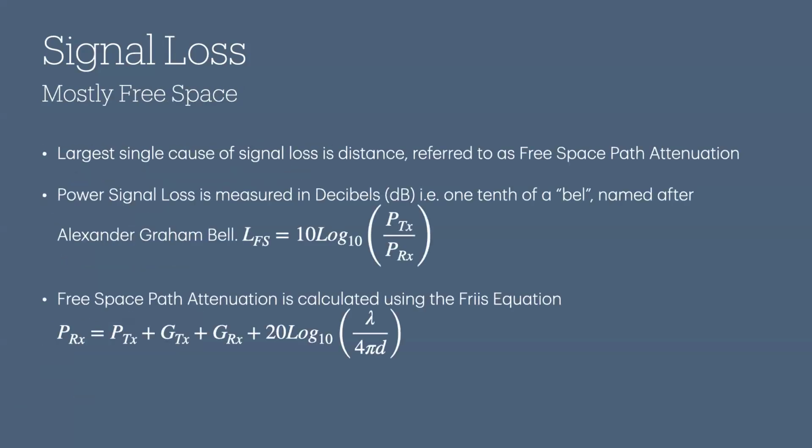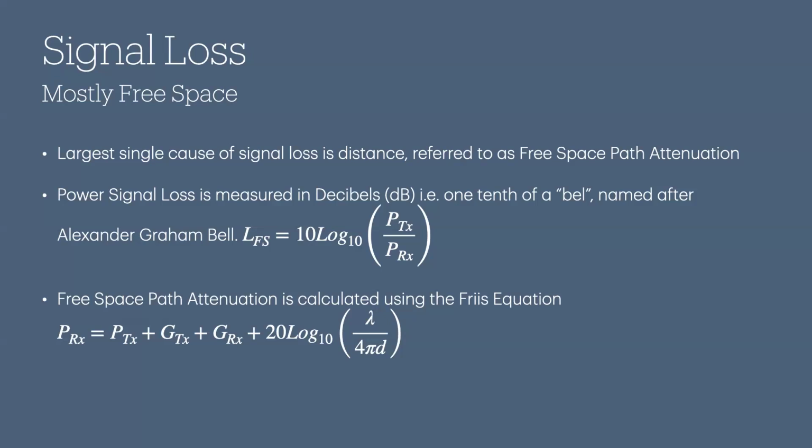Most of the loss is in free space, as I said. The largest single loss is distance, and this is called free space path attenuation. The signal loss is measured in decibels, which is one-tenth of a bel, after Alexander Graham Bell, and it's just equal to that equation you see there. Ten times the log of the power transmitted divided by the power received. It's a ratio, and you multiply it by 10 because you want to take one-tenth of a bel. So it's just a logarithmic signal.